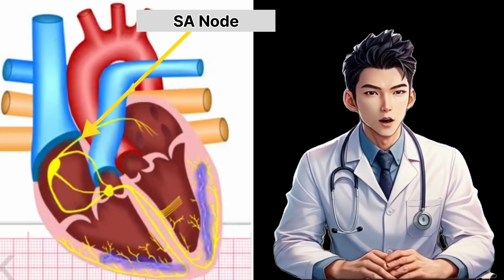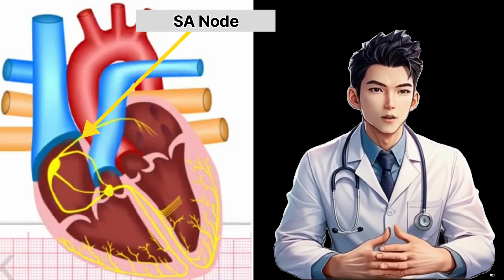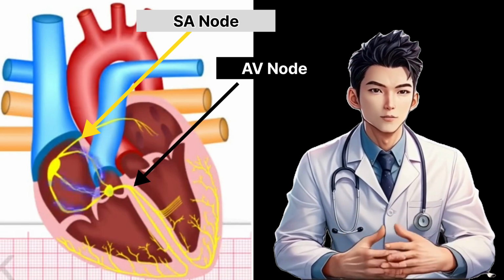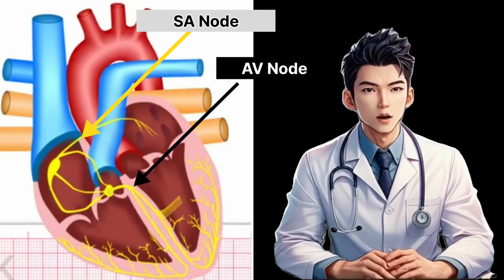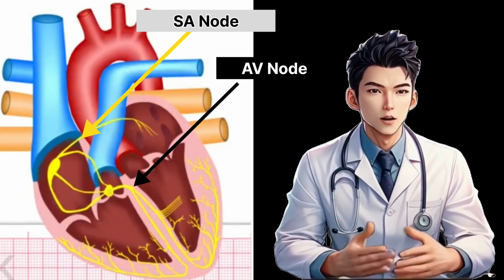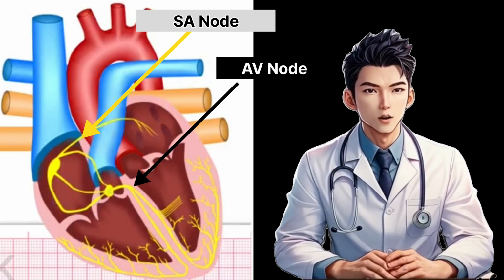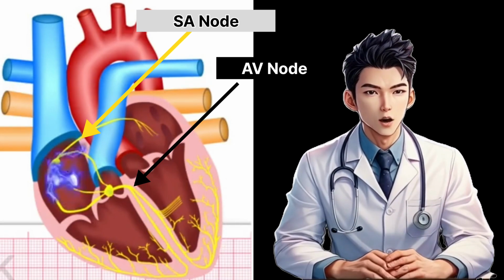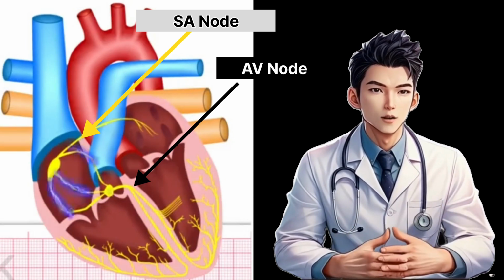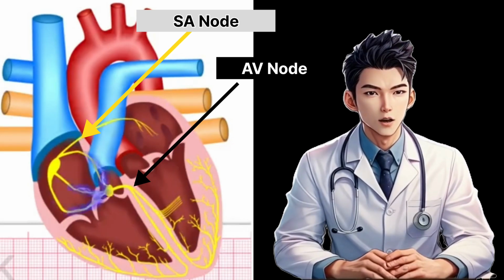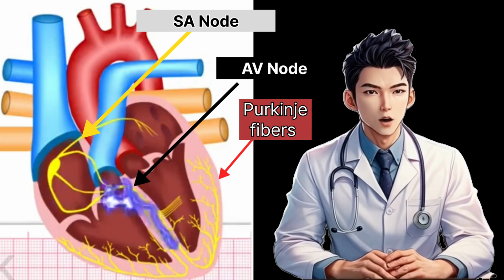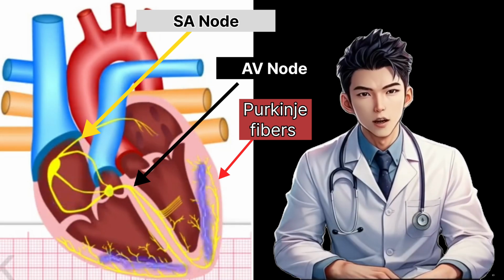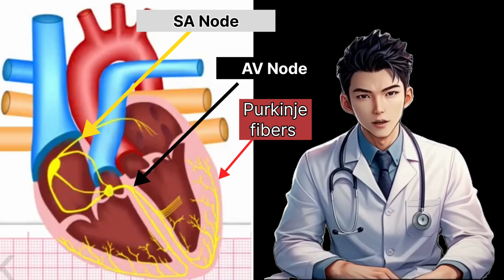Basically, in our heart, there is the SA node, and that SA node produces electrical signals, and those electrical signals cause contraction of the atria. Those electrical signals travel from the SA node towards the AV node, and the AV node sends those signals toward the ventricles and causes contraction of the ventricles. It sends signals via the right bundle branch and left bundle branch. These bundle branches further divide into small fibers called Purkinje fibers. And when the electrical signal goes through these fibers, they cause contraction of the ventricles.